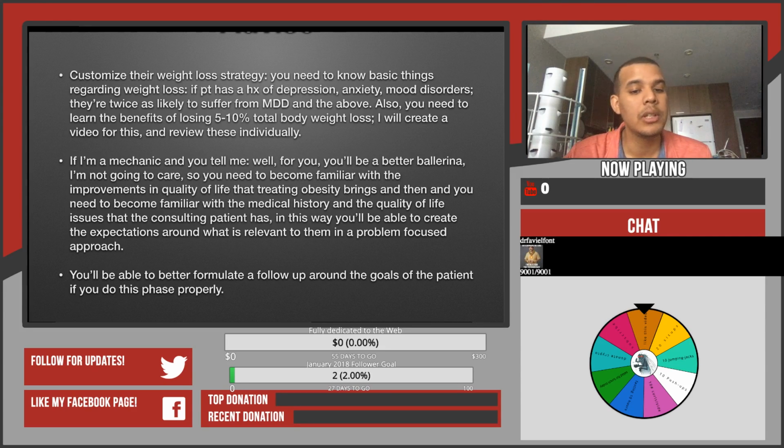and then you need to become familiar with the medical history and the quality of life issues of the consulting patient and what they have. In this way, you'll be able to create expectations around what is relevant to them and the problems in a problem-focused approach. You'll be able to better formulate a follow-up around the goals of the patient if you do this properly.